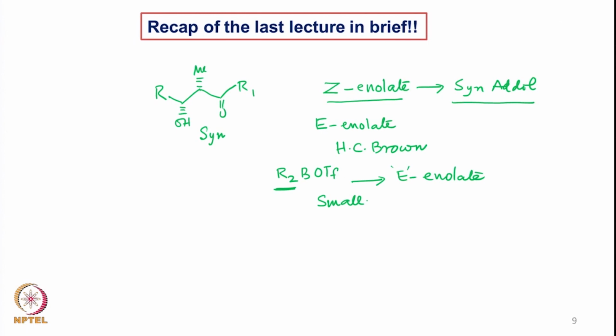And in the case of Z-enolate, we have also seen that if the base is very large, such as Hunig's base, diisopropylethylamine, then such a base allows the formation of a reversible complex with the boron, and therefore that leads to the formation of the Z-enolate as the major product. And based on these Z-enolates and E-enolates, we can anticipate syn and anti-aldol products to form.